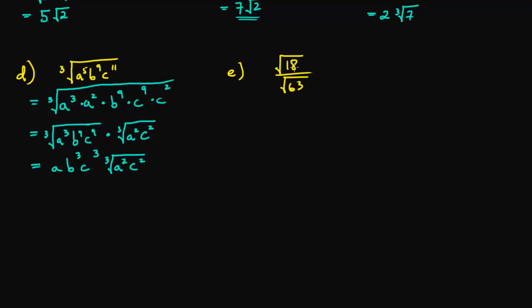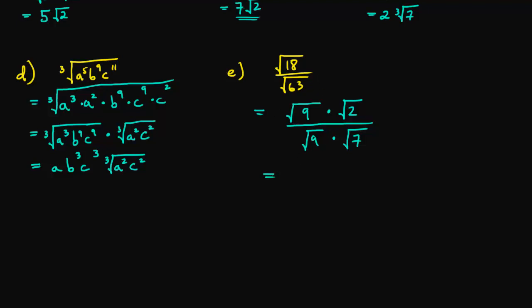Next, let's look at simplifying two radicals involving a ratio. So if I have the square root of 18 over the square root of 63, the first thing that I'm going to do is I'm going to simplify the radicals. So the square root of 18 can be written as the square root of 9 times the square root of 2. The square root of 63 can be written as the square root of 9 times the square root of 7. Because 9 times 7 is 63. 9 times 2 is 18.